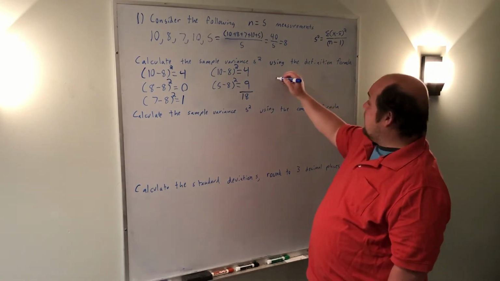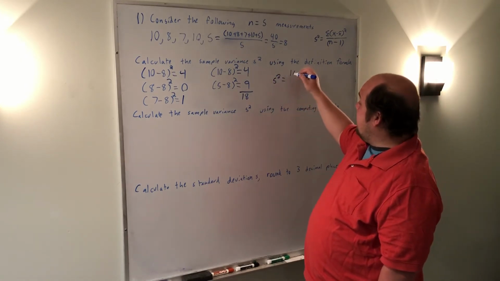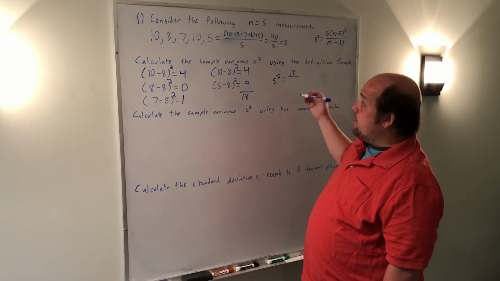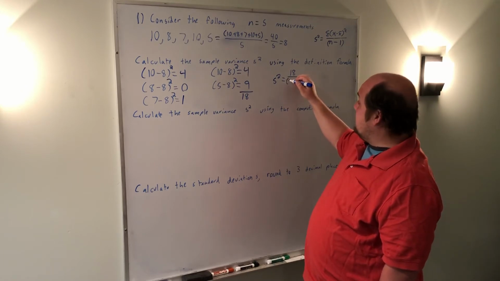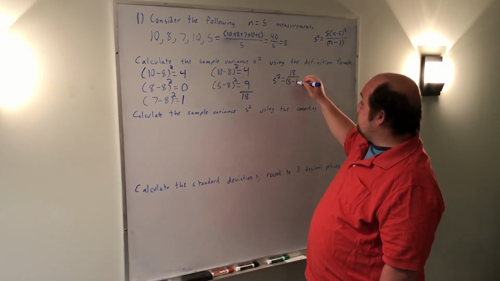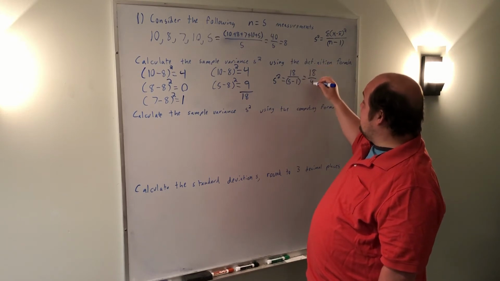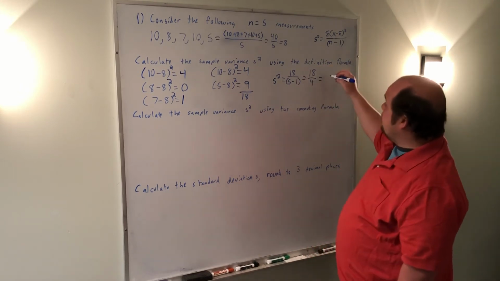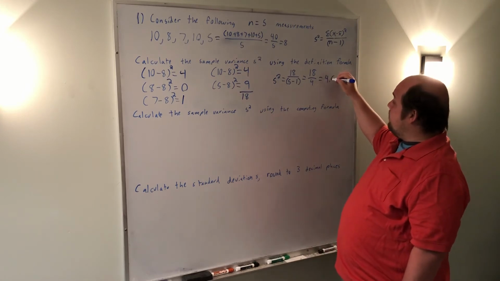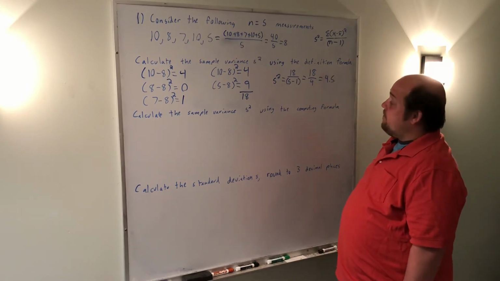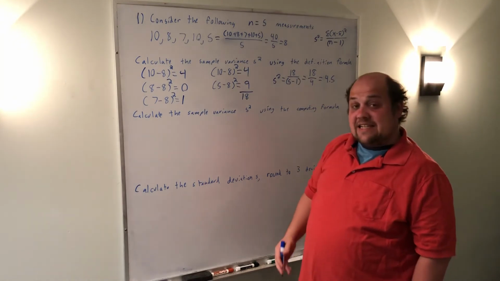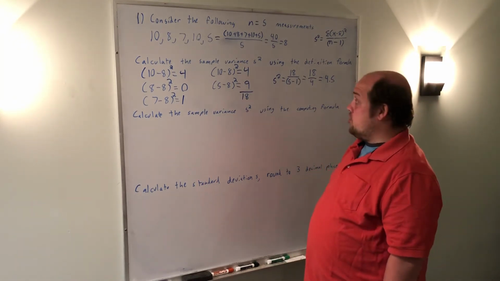If I take the top of that fraction, 18, divide it by how many data points I had, in this case 5 data points, and subtract 1 because it's from a sample, that becomes 18 over 4, which should give me 4.5. What that 4.5 represents is the variance for this distribution.